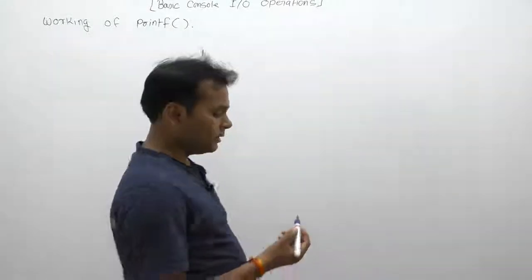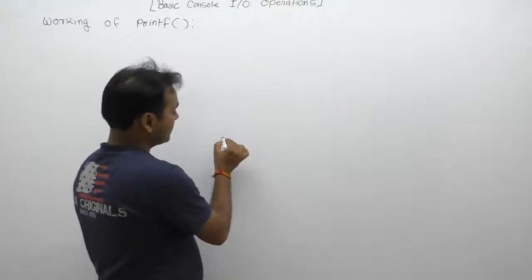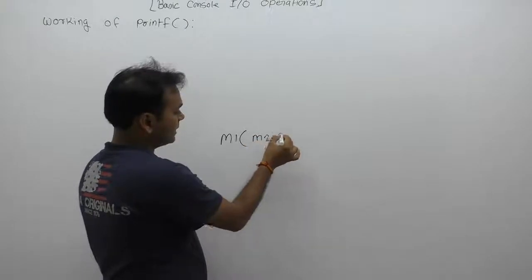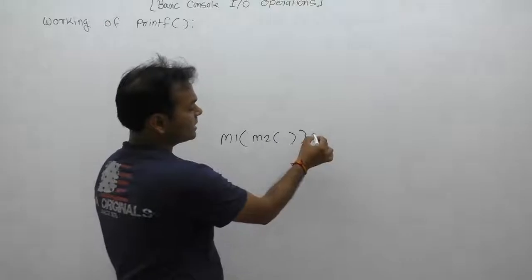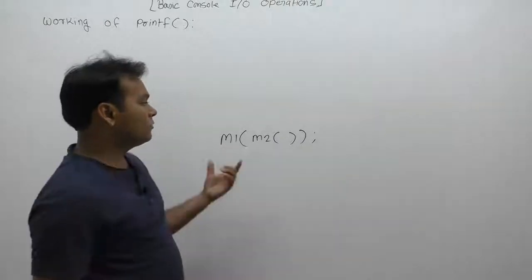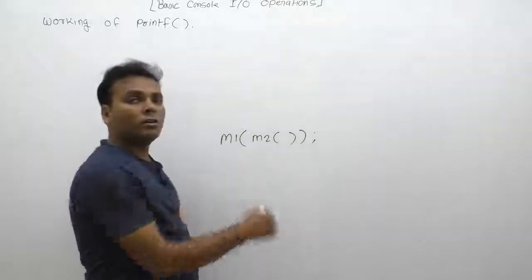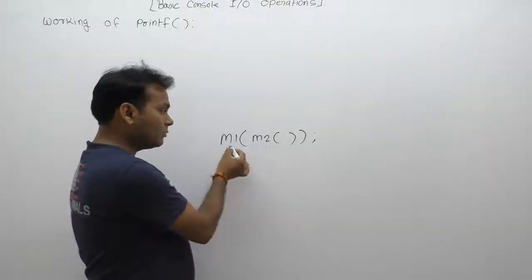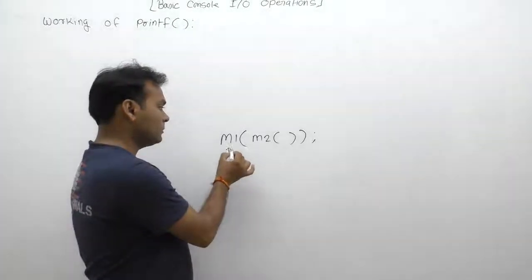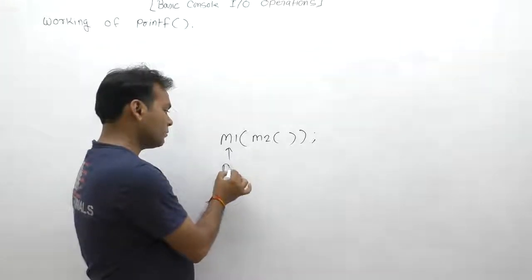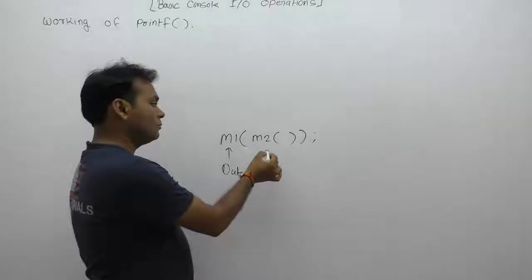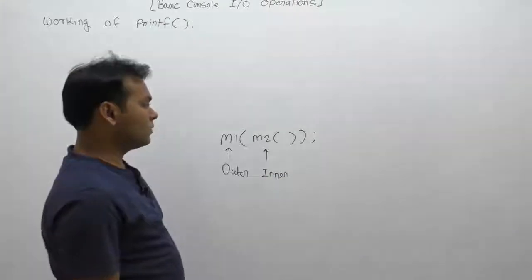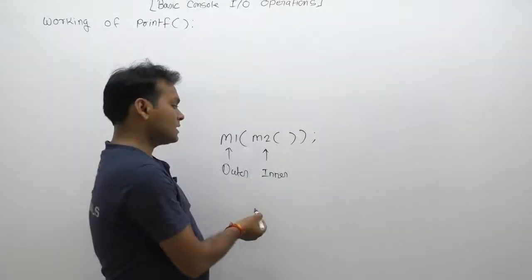Nested function calling is a way of calling a function as an argument inside another function, like that. Let's see some examples of nested function calling. Here we are calling two functions, function m1 and function m2. Here we are calling m2 as an argument to m1, where m1 is the outer function calling, and m2 is the inner function calling. Here two types of function calling statements are involved in nested format.